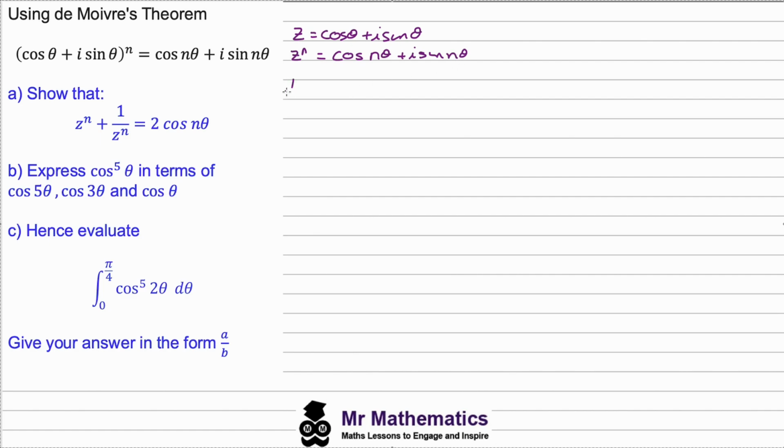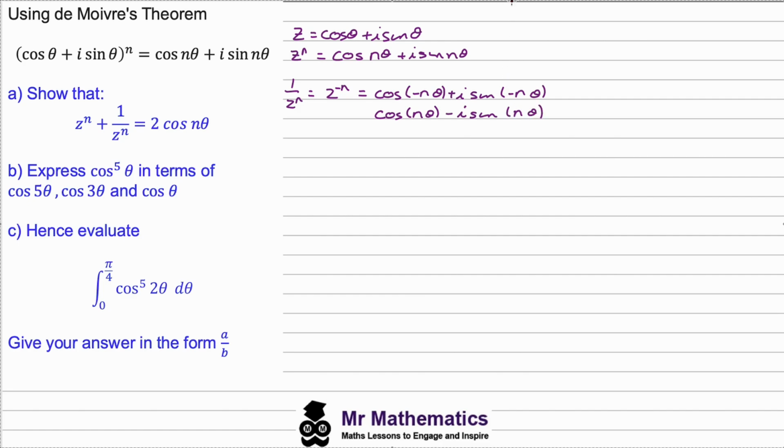And then for 1 over z to the n, this is the same as z to the negative n. Again, using the Moivre theorem, this will be cos negative n theta plus i sine of negative n theta. And then using the properties of the cosine and the sine graph, we know this will be equal to cos of n theta minus i sine positive n theta.